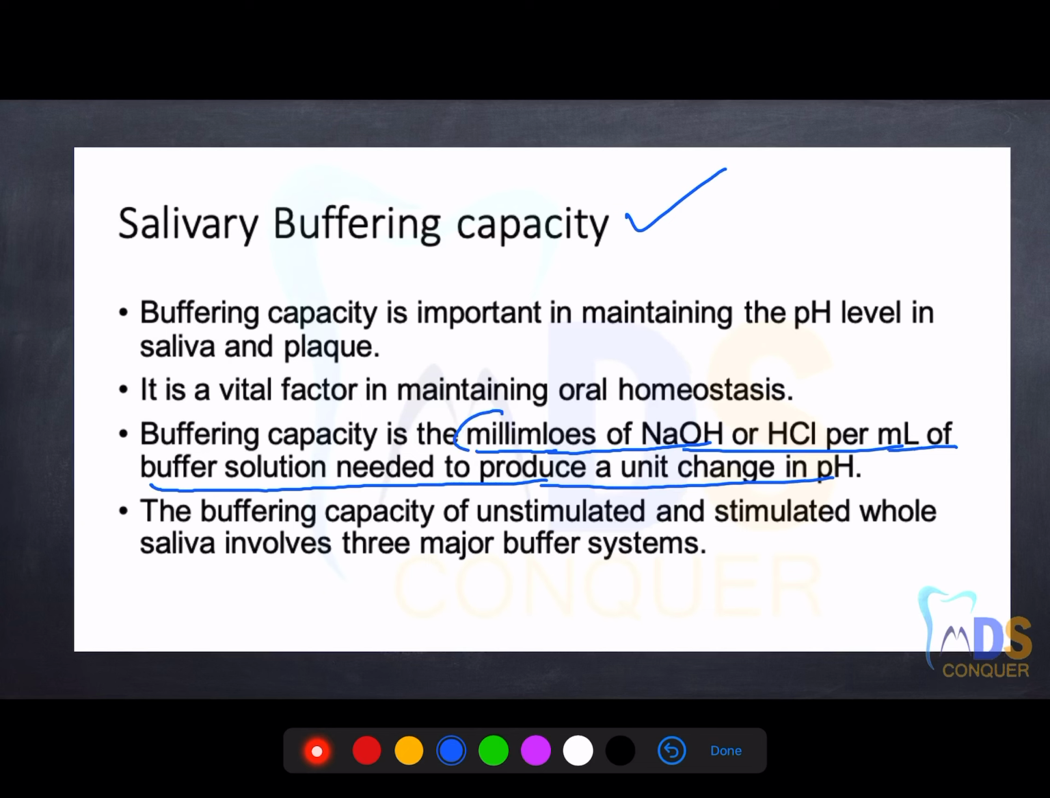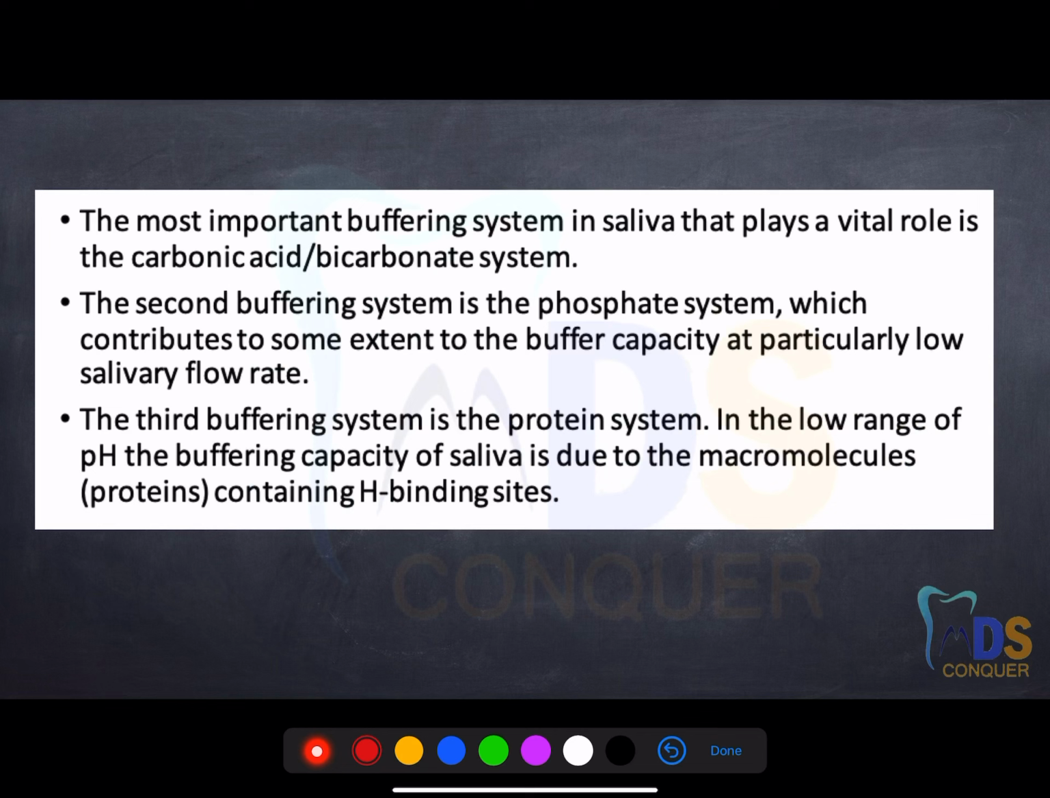So this is the millimole of either acid HCl or base NaOH that is added per ml of saliva to change its pH by a normal value. That is what the buffering capacity is. There are three buffering capacities which are very, very important. The utmost important buffering capacity is the bicarbonate buffering capacity.